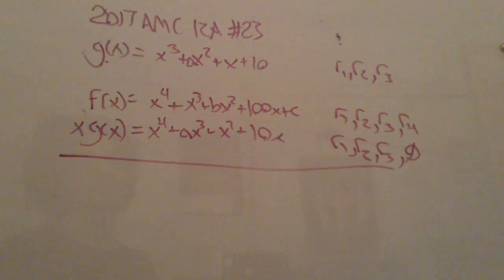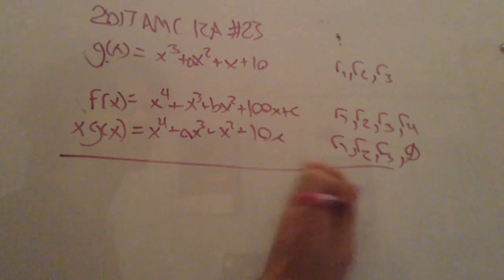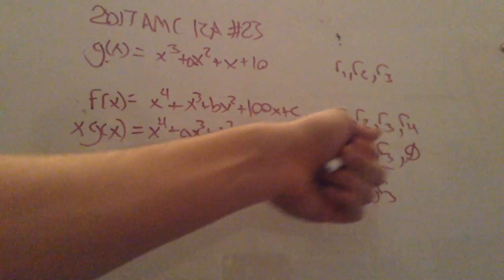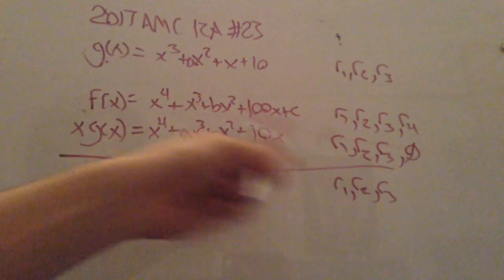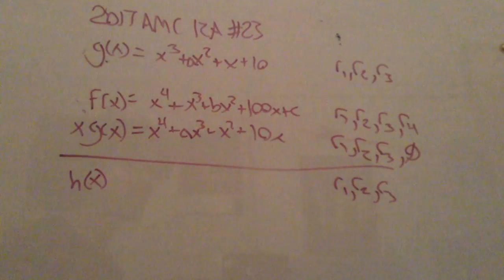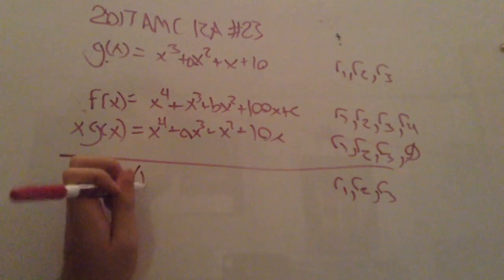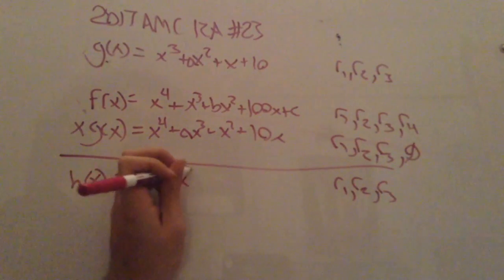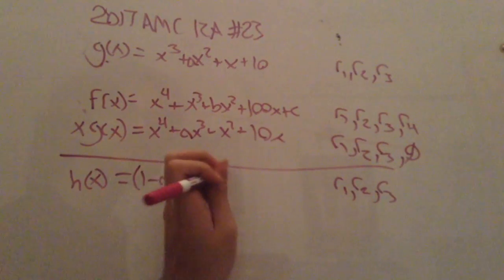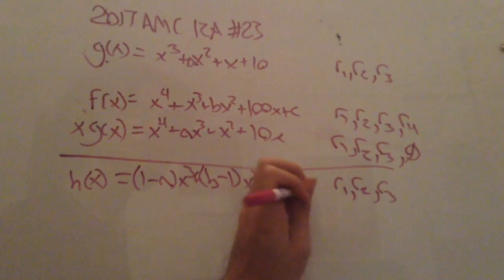So now we can do something a little interesting. We can try subtracting these two polynomials from each other. It's easy to see that since r1, r2, and r3 are roots of f of x and x g of x, they'll be roots of this difference, which from now on I will be calling h of x. So if we were to calculate h of x, we would get 1 minus a x cubed, since x fourth minus x fourth is 0, plus b minus 1 x squared plus 90x plus c.